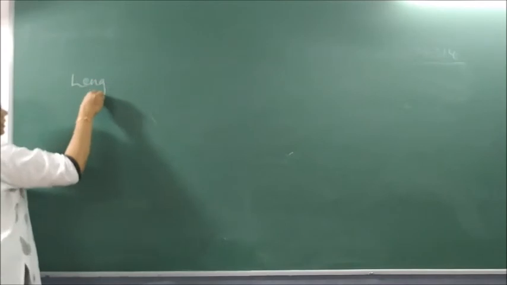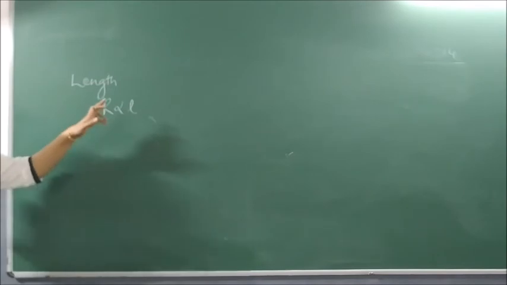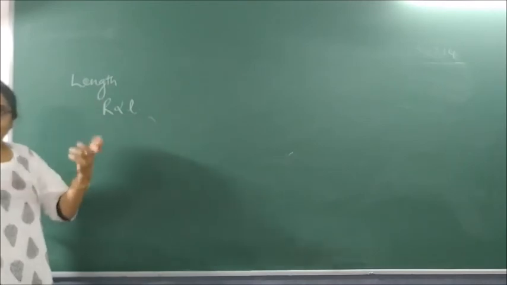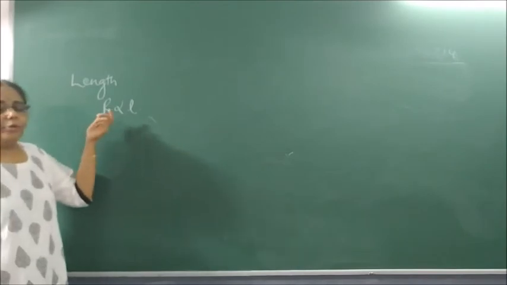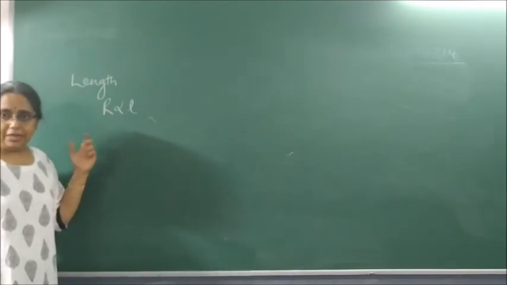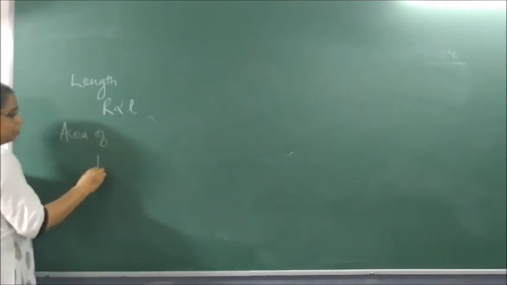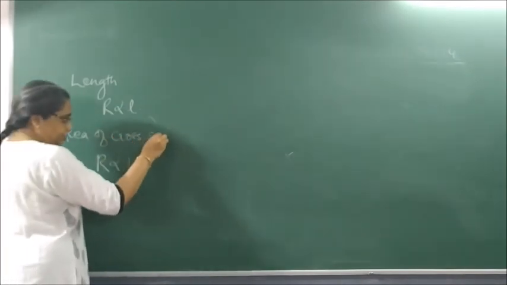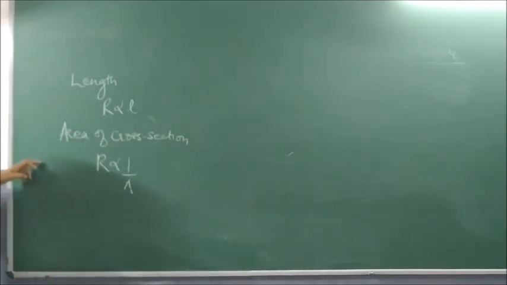What is our answer? First factor is length. Then you will write R is proportional to L. If the length increases, resistance also increases. So what kind of wires are preferred? Shorter wires are preferred, because if the resistance increases, current decreases. Second factor is area of cross section. So you say R is inversely proportional to A. That means if the area increases, resistance decreases and current is more.